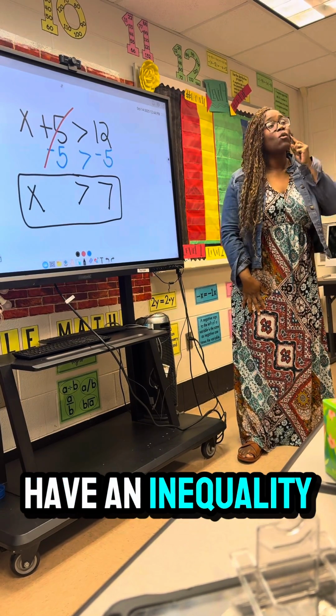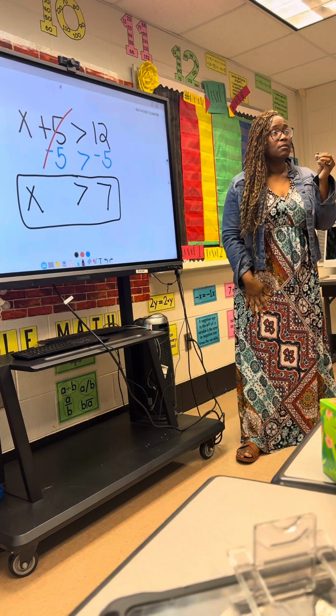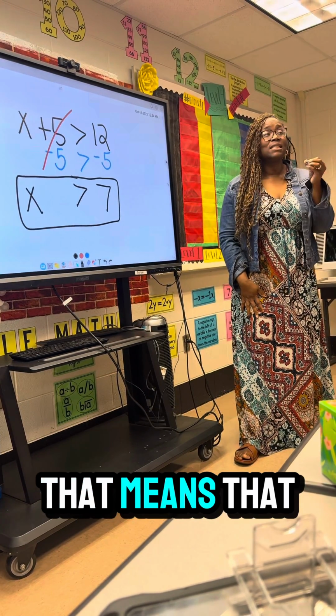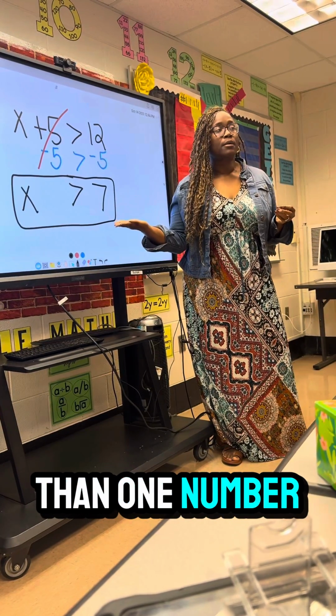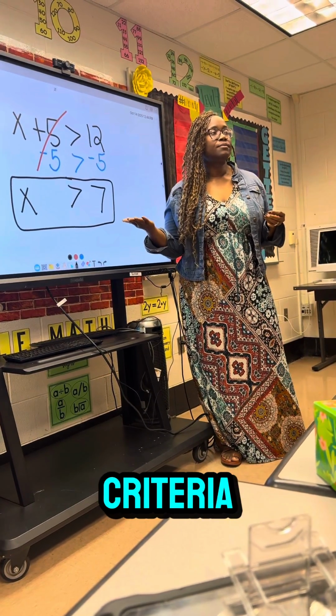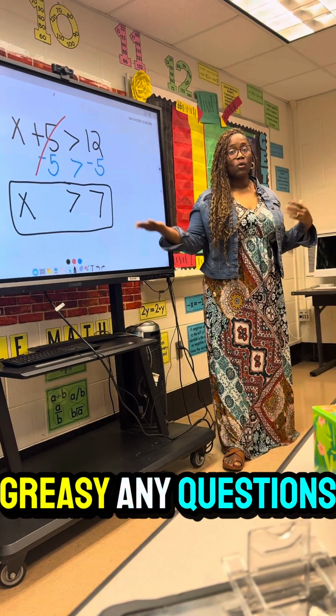So when you have an inequality, Bryce, y'all need to lock in. That means that there are more than one number that meets the criteria. Easy peasy, lemon greasy. Any questions about this?